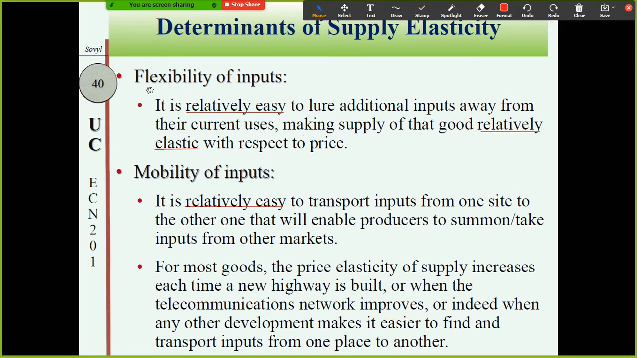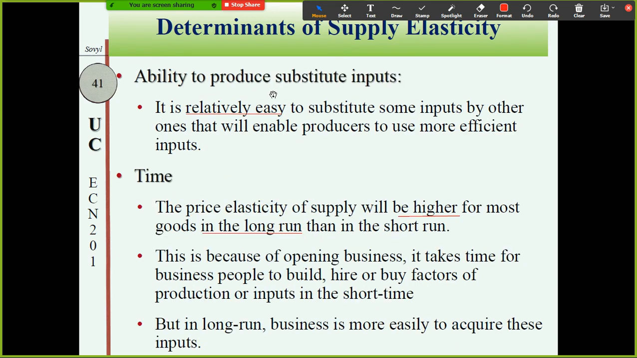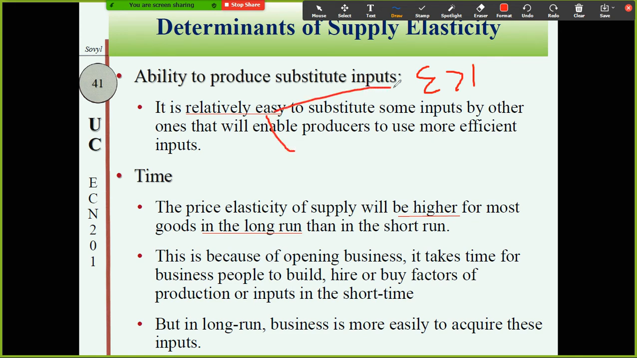This is in terms of flexibility and mobility of inputs. The other one is the ability to produce substitute inputs. Is it easy to substitute some inputs with other inputs that enable the user to use a more efficient input? If it is easy, epsilon will be bigger than 1. If it's not easy, epsilon will be lower than 1.